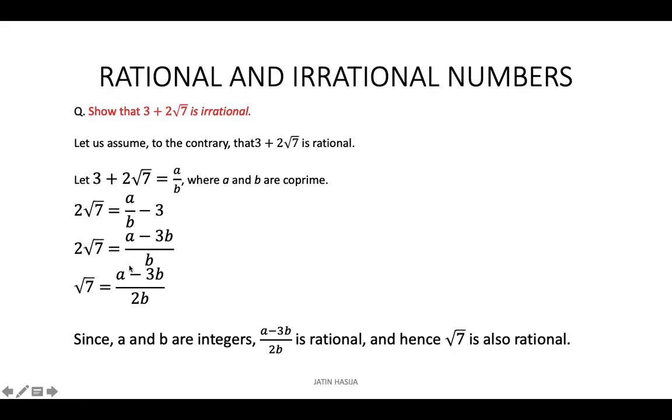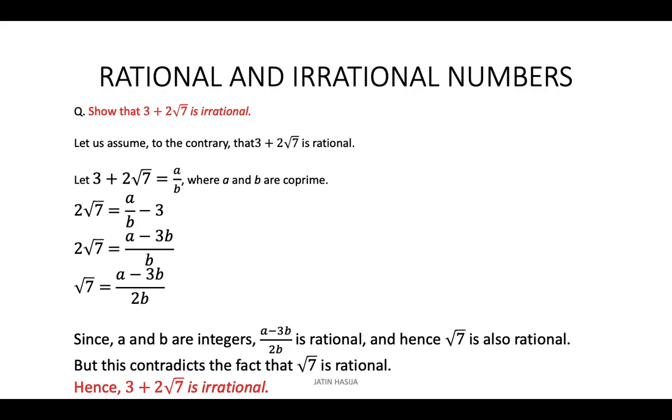It is a theorem which will say that any rational number on either side of the equation will be equal to another rational number on the other side. Now, if this is rational, this has to be rational. But we know that any such values which are under roots are always irrational. But this contradicts the fact that root 7 is rational. Hence, we can say that 3 plus 2 root 7 is irrational.